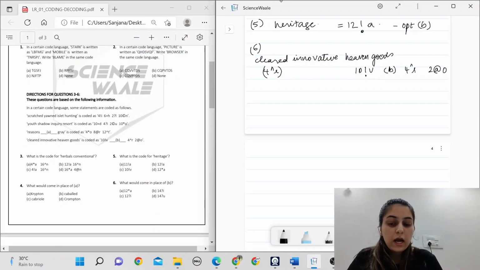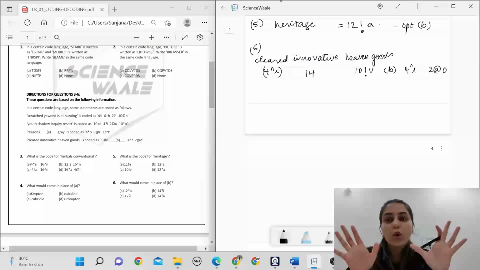Innovative. It's a 10-letter word, even, so 10 plus 4 is 14. So we would have 14, and there's no option with 14, so I guess that's the B option. So that's the only option we have now.